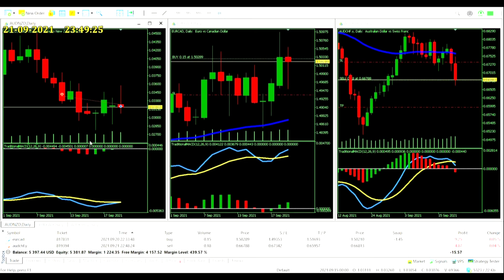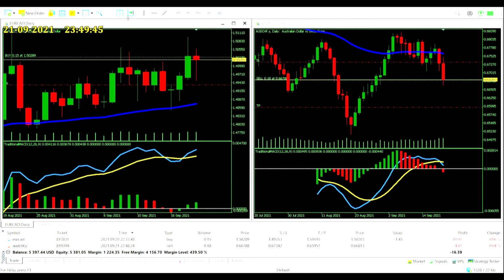One last look at our Australian dollar New Zealand dollar pair shows it is still up there on the MACD. Razor thin margins, but I think it makes it pretty interesting that we are now out of that Australian dollar New Zealand dollar and into the Australian dollar Swiss franc. We'll find out how it's getting on tomorrow.